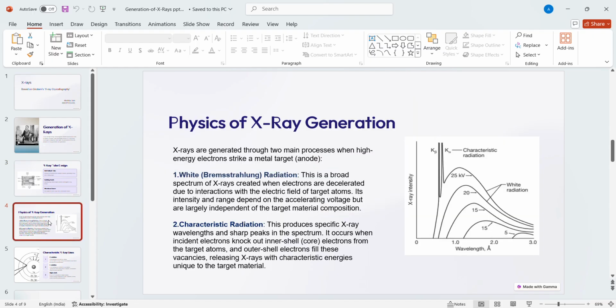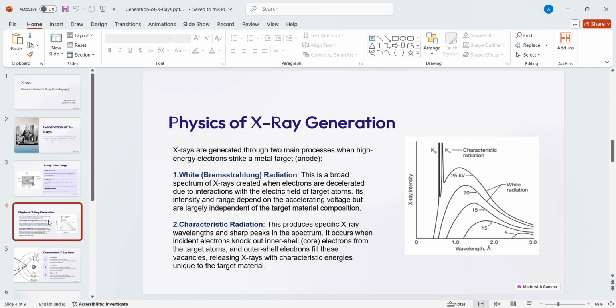Now the physics of X-ray generation, and what's the physics behind it. X-rays are generated through two main processes when high energy electrons strike a metal target, the anode. First is white radiation, second is characteristic radiation. White radiation is the broad spectrum of X-rays created when electrons are decelerated due to interaction with the electric field of the target. Its intensity and range depend upon the accelerating voltage but are largely independent of the target material composition.